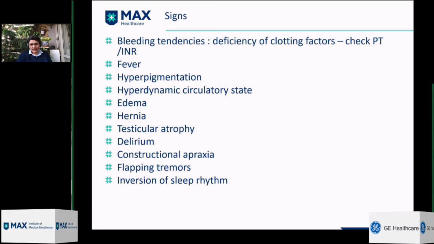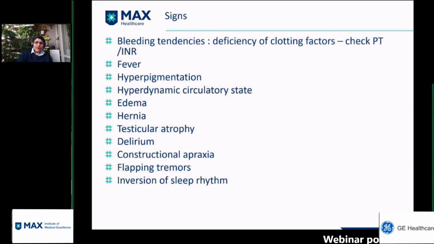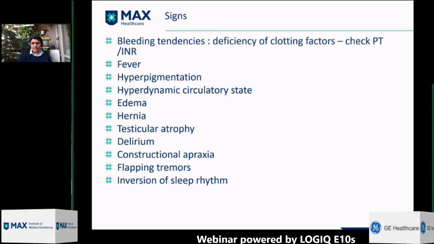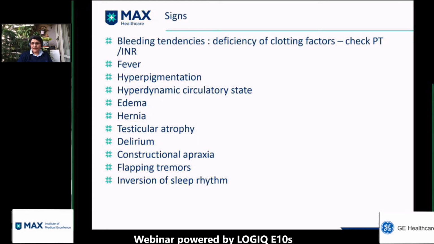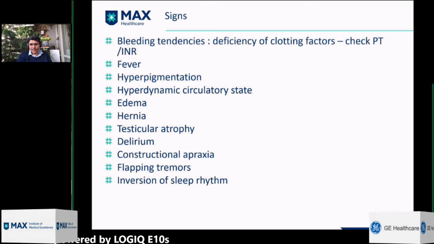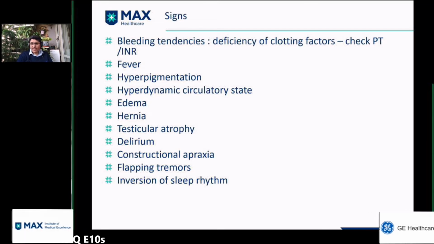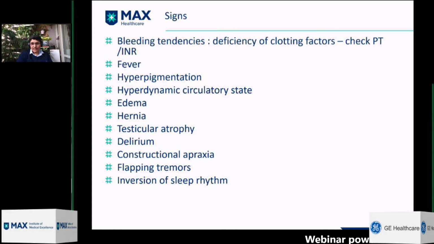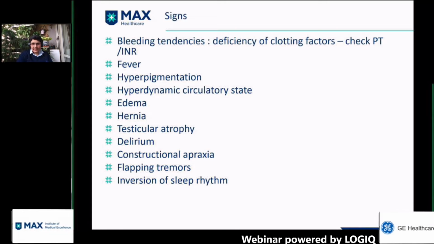Hyperpigmentation, pedal edema, delirium, and a lot of patients who have minimal hepatic encephalopathy can actually have constructional apraxia, flapping tremors, inversion of sleep rhythm. These things are also in manifest hepatic encephalopathy, but a lot of patients with minimal hepatic encephalopathy can present with constructional apraxia. They can go to a neurologist actually. He is confused, they can't understand, things like that.